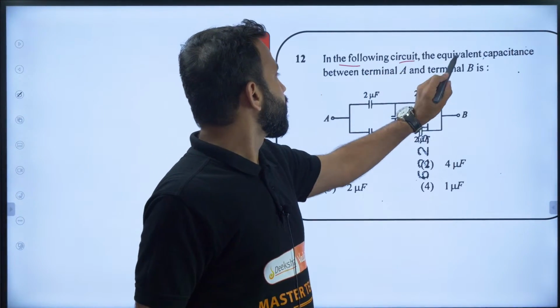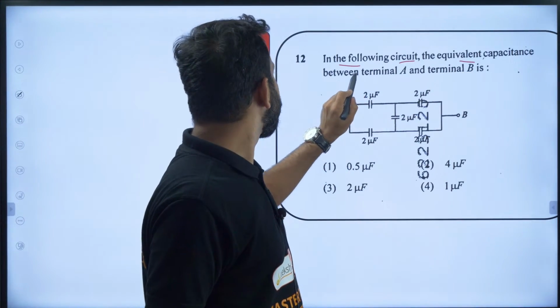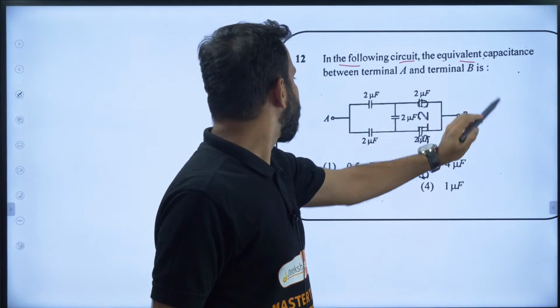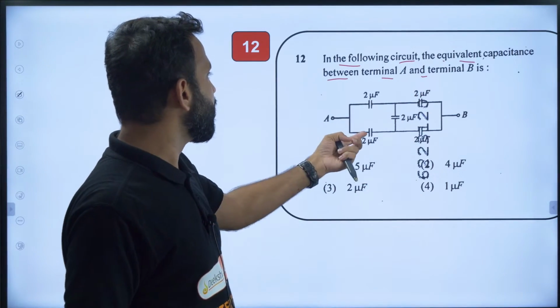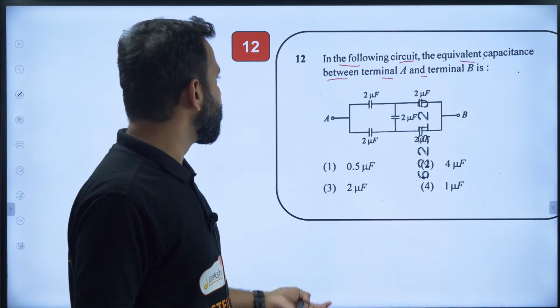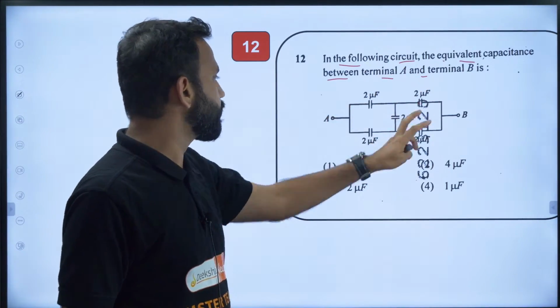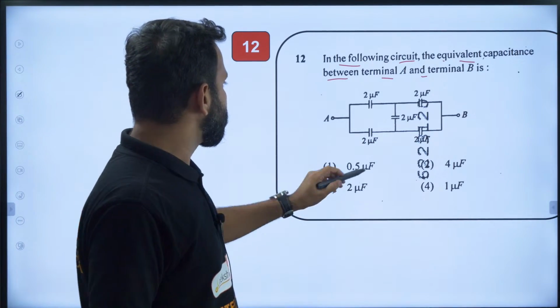Question number 12. In the given circuit, we need to find the equivalent capacitance between terminals A and B, right?